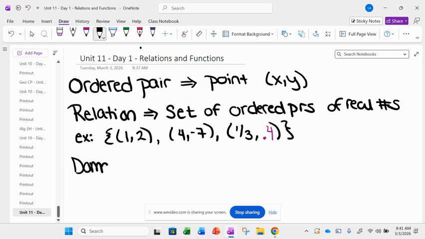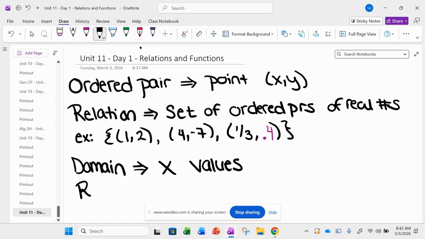Next vocab word is domain. Who remembers domain? Is it X or Y? Charlie? X. Domain are the X values. So if we look at the example above, what's the domain in that relation I just listed? Well, it's 1, 4, and 1/3. That's the domain. If I gave you a set of points, it's all the X values.